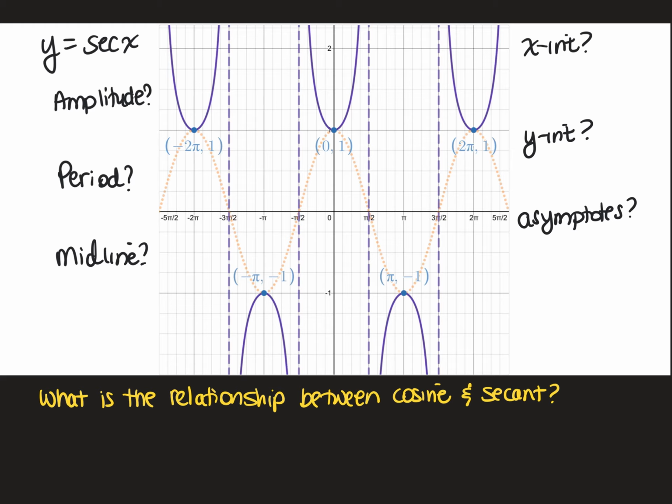All right, once again, to start this out, I ask you to consider the relationship between cosine and secant. And we can also, again, say they are reciprocals. Now, we didn't really talk about it in the last video, but the reason that's important is that what we're doing is we're flipping all of our points.